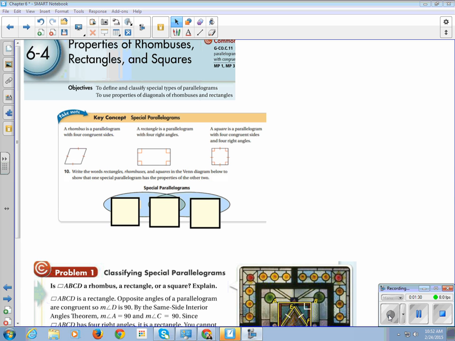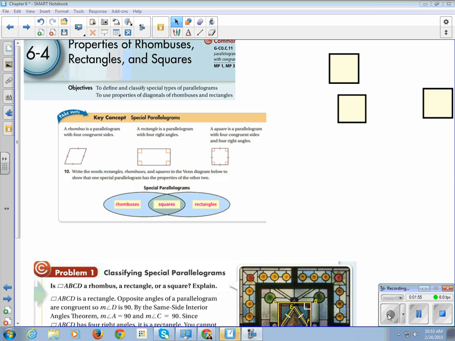All right, so given the choice between rectangles, rhombus, and squares, we're going to make a little Venn diagram that shows the relationship between those 3 items. The square has both the rhombus properties and the rectangle property. And in fact, square falls under the category of rectangle, square falls under the category of rhombus.